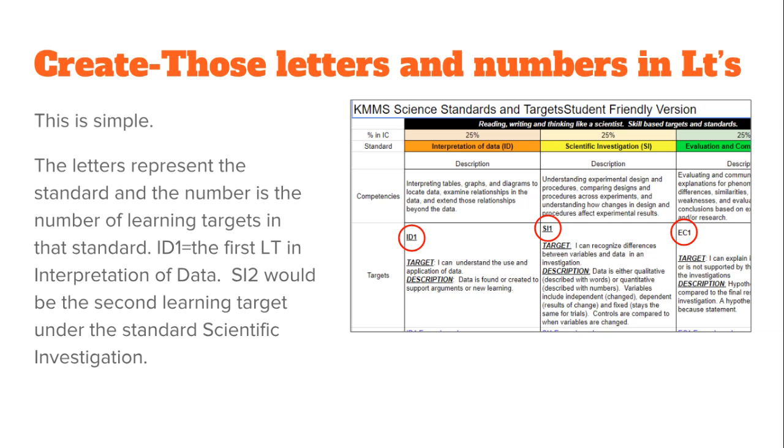When you look at the learning targets, interpretation of data is the standard. It's kind of the family, and underneath you have family members. So in this case, ID1 means interpretation of data, first target. SI1 would be scientific investigation, first target. And then EC1 would be evaluation and communication, first target. In another video, I also share that the targets are written in a way, with help from students I received last year, so that you can understand them more clearly. The descriptions identify what that target is and help you clarify what you're working on.